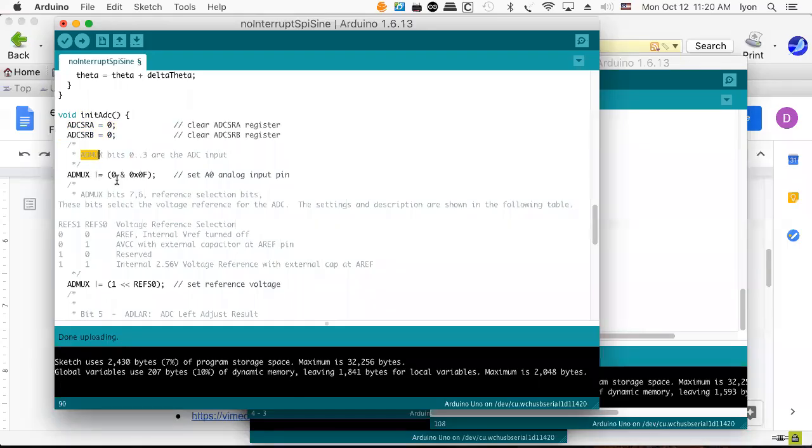And what you want to do is figure out which A to D you want and then mask it with the least significant 4 bits. And this sets the analog input to be 0, but you can make this 1, 2, 3, 4, or 5 as well. So that gives you 6 inputs on your Uno.